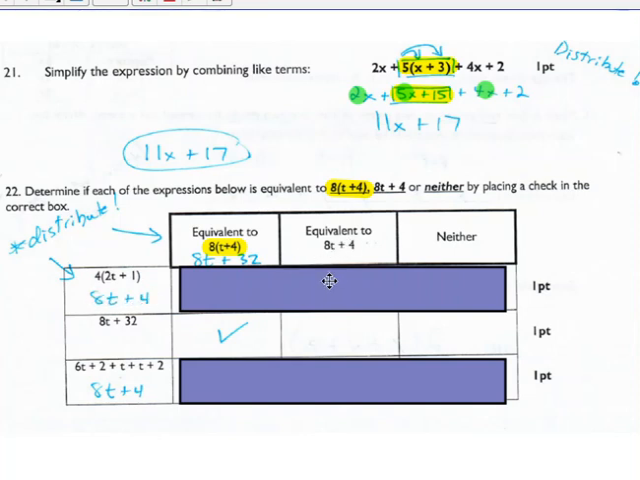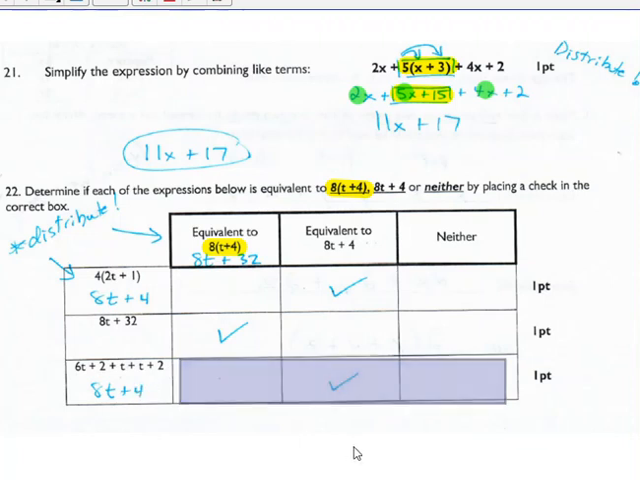Well, now I can see that that is the middle column. And then this one down here, if I look at my terms that can be combined, 1t and 1t and 6t, that's 8t. Then I have a 2 and a 2. Well, that's the plus 4. So I'm back to that middle column. So those three should have been middle, left, middle.